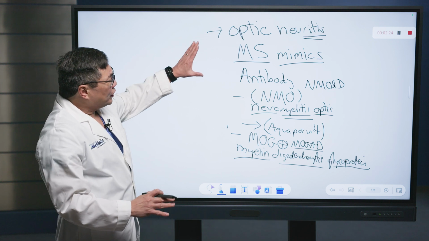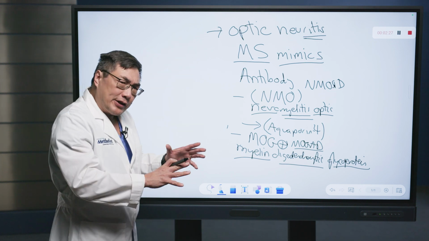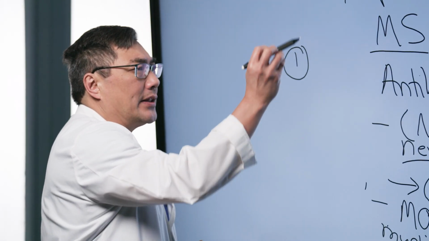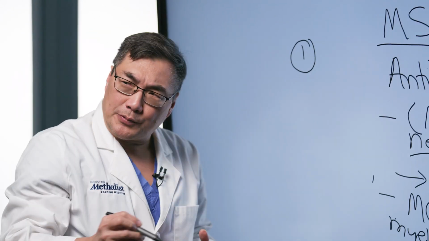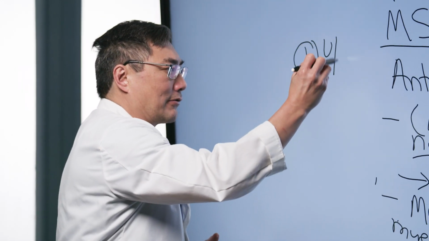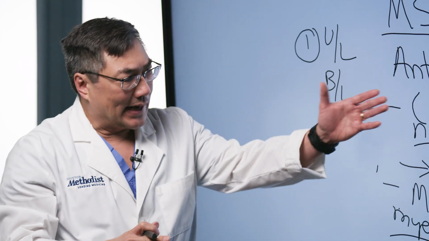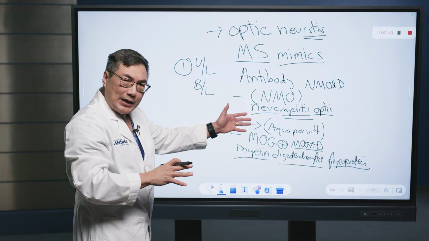So the things you need to know are it looks different than regular MS optic neuritis in a number of different ways. The first is that optic neuritis from multiple sclerosis is usually unilateral. So if it's bilateral, that's already a big red flag that maybe we're dealing with one of these MS mimics.